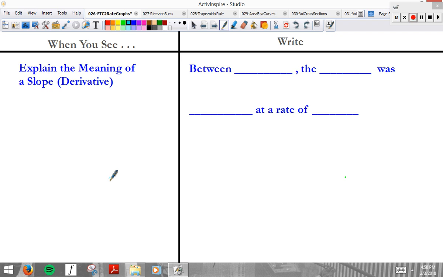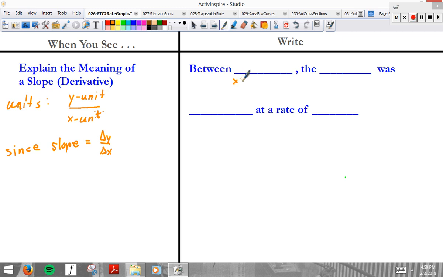Explain the meaning of the slope or the derivative. So one thing you want to focus on is the units here. The units are always going to work out to be a y unit over the x unit. This comes from the slope or the derivative equals a change in y over a change in x. So it's not more stuff to memorize, but if you know the slope formula, the y units over the x units, that's what we're talking about here.